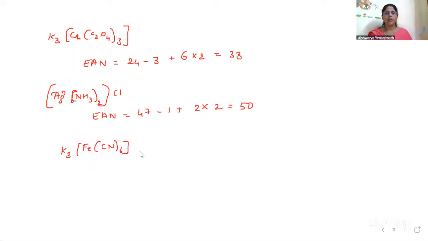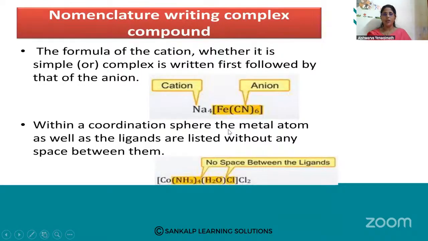K3FeCN6. You are going to do it on your own and let me know the EAN value for this complex. Is that right? So this is how we will be calculating the effective atomic numbers for each of the following examples. Is that right? So coming to the next concept in coordination compounds, that is nomenclature, or how to write the nomenclature of the compounds.